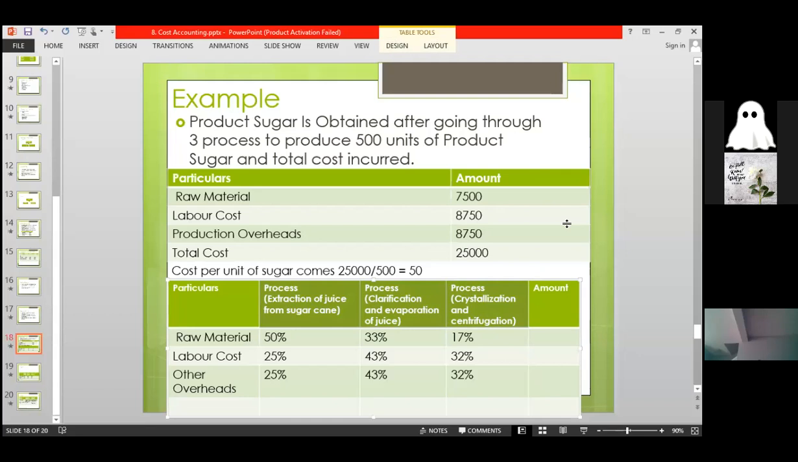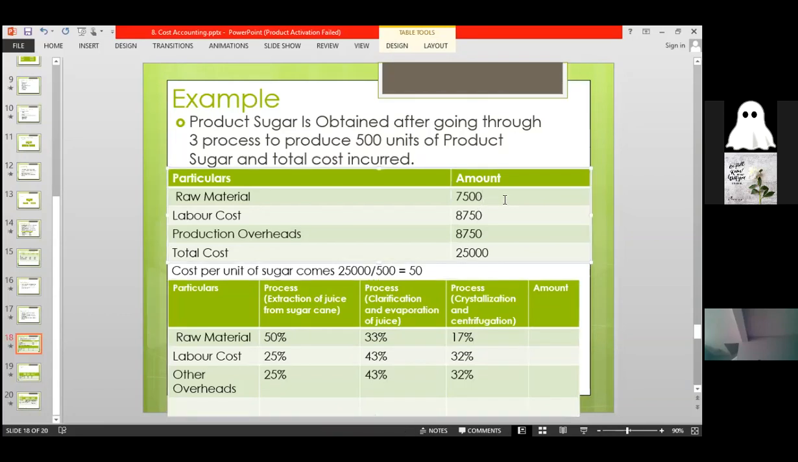Now all these expenses add up to 100%. Like 50% of the raw material cost is spent on the first process, then 33% is spent on the second process, and 17% is spent on the third process. So you can easily determine whatever the amounts were here.